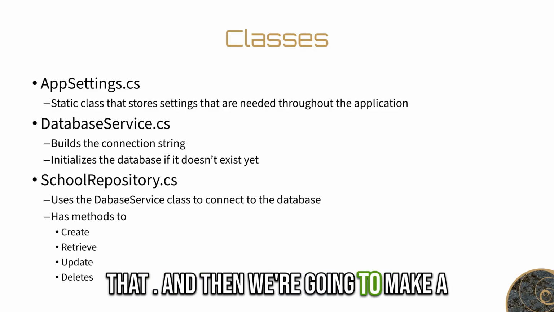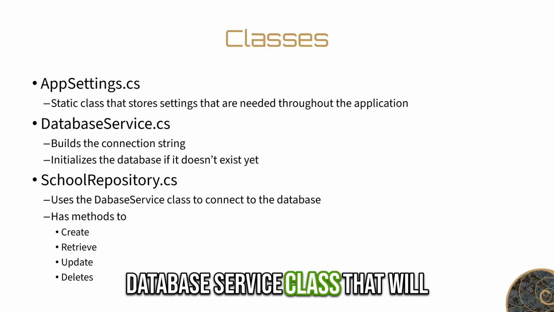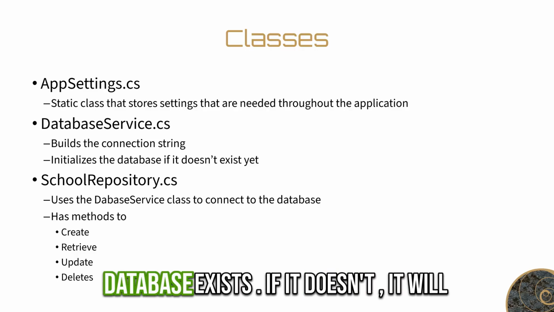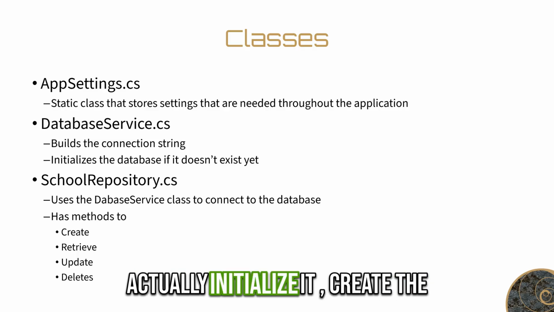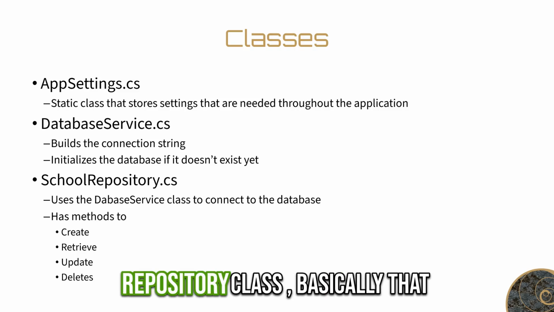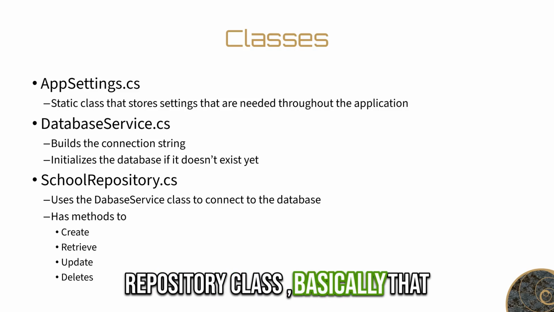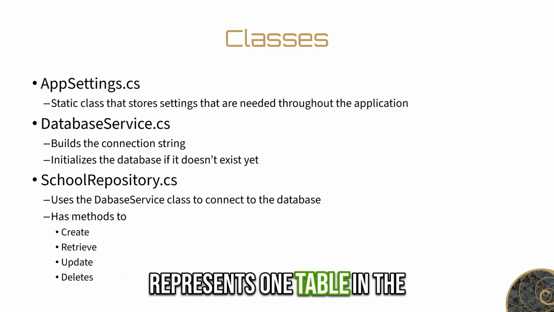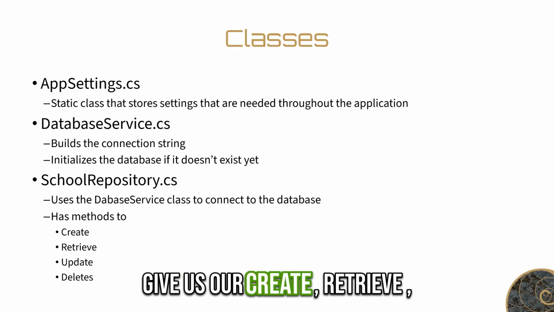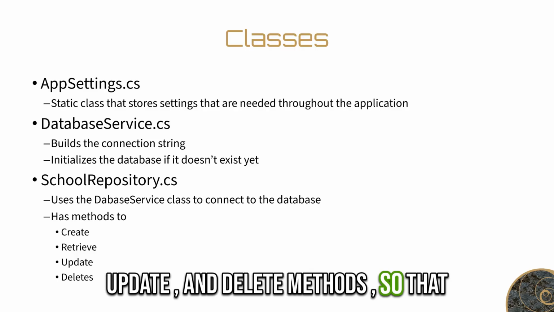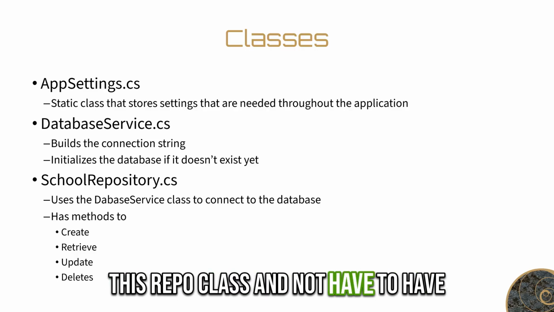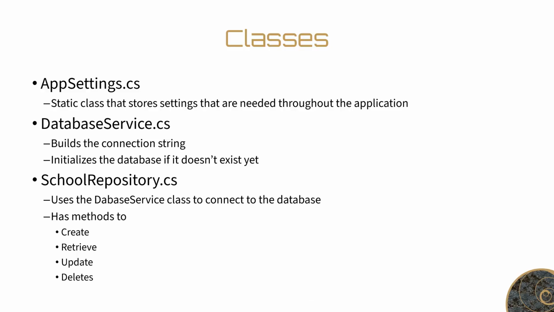And then we're going to make a database service class that will build a connection string. This is what will look to see if the database exists. If it doesn't, it will actually initialize it and create the whole table structure with SQL code. And then the school repository class basically represents one table in the database, and it's going to give us our create, retrieve, update, and delete methods so that we can put all that database code in this repo class and not have it scattered throughout the application.